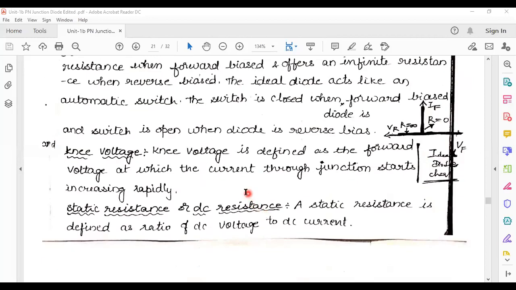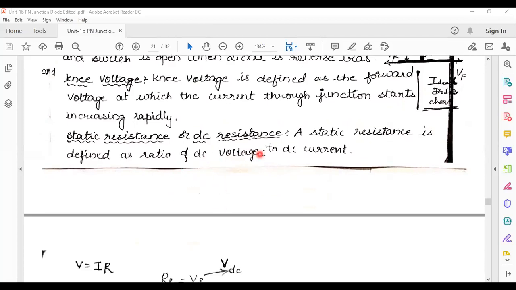And the next one is knee voltage. Knee voltage, or threshold voltage, or cut-in voltage. Different names are there for this knee voltage. Knee voltage is defined as the forward voltage at which current through the junction starts increasing rapidly. From that point, actual conduction of the current will take place for the PN junction diode. That is the minimum amount of voltage at which the current through the junction starts increasing rapidly. This is the knee voltage here.